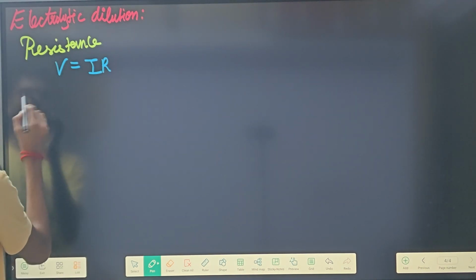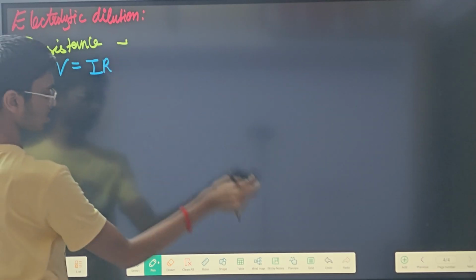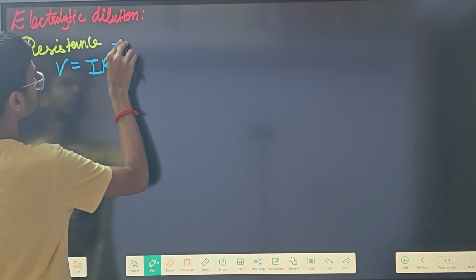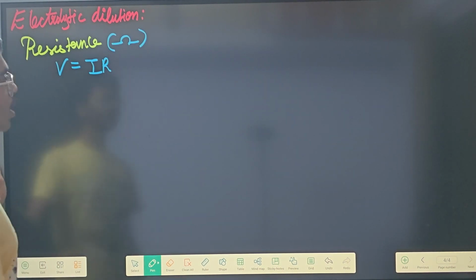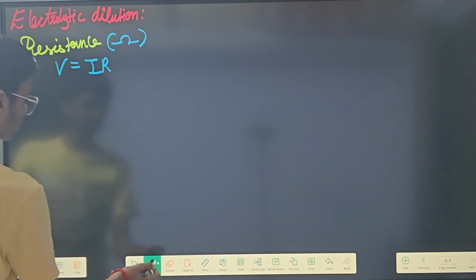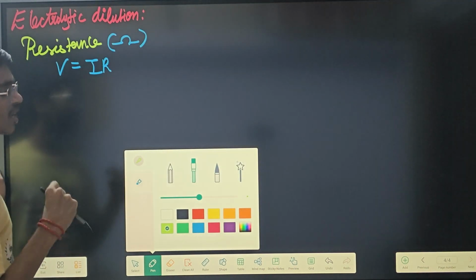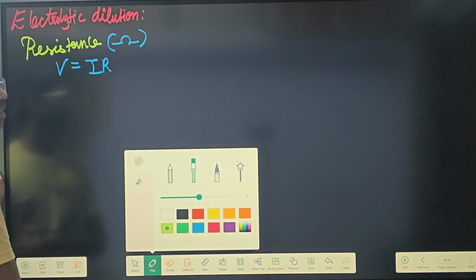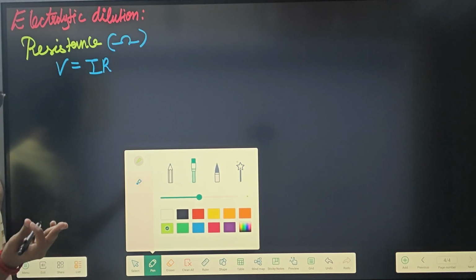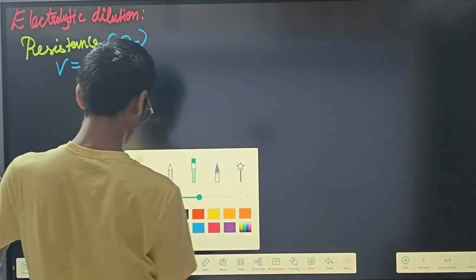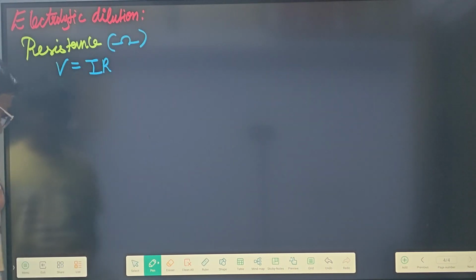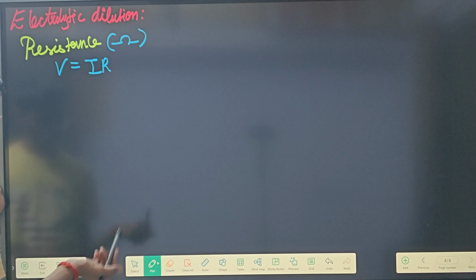So what are the units? Units are ohms. Ohm is the unit. Many of us pronounce it wrongly, thinking of the sound incorrectly. A lot of people take it wrongly. So this is what they say is the unit.